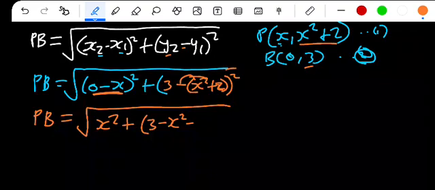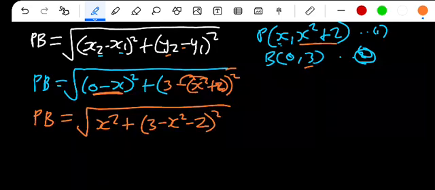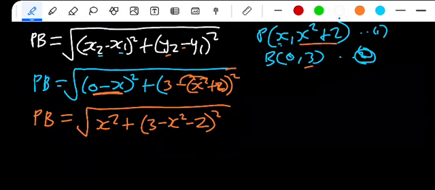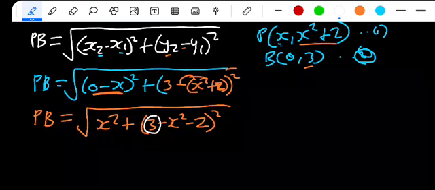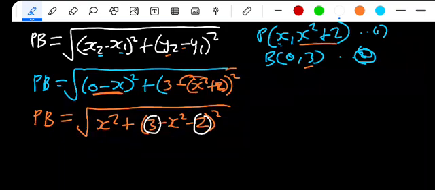2, negative 2, then all over this square. All right, this is what we have. So here we have 2, we have 3, we can subtract there, we'll have 1.